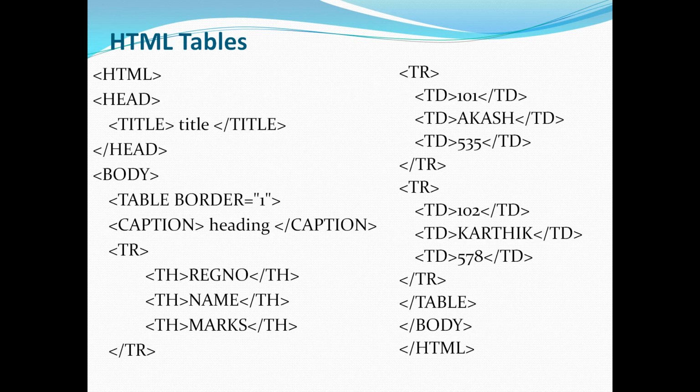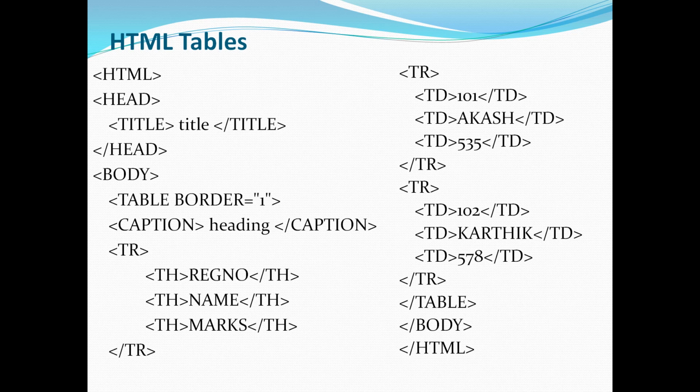Next, here is one example. Here you can see the HTML structure. First you can see the head part, later the body part. In the head part, nothing is written, only the title tag is there. Next, the body opens. Inside the body tag, the table tag is created, and inside the table tag, border is equal to 1. If you do not give the border, the table will not display the data. Next is the caption tag. The caption tag is given for the heading. If you want to give a heading for your table, then the caption tag should be used.